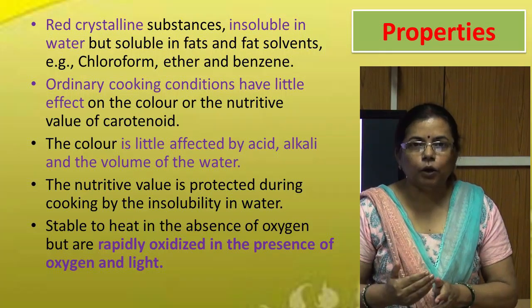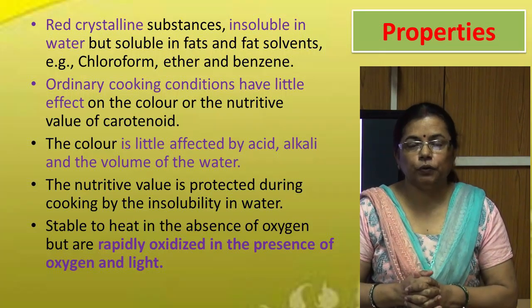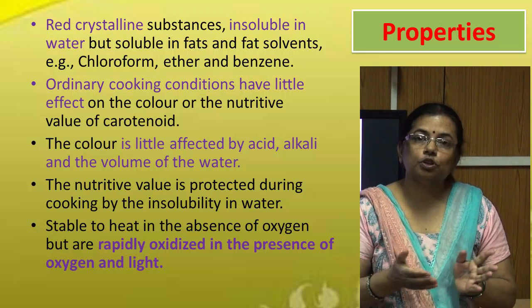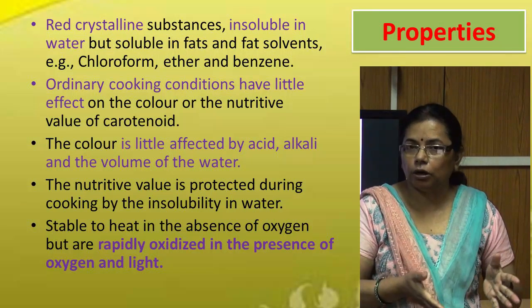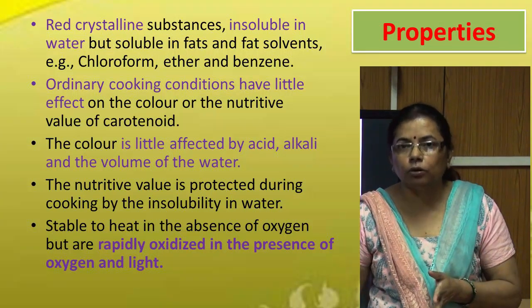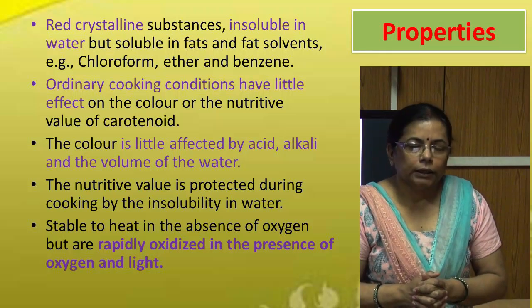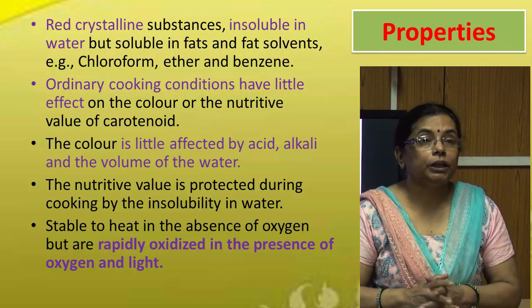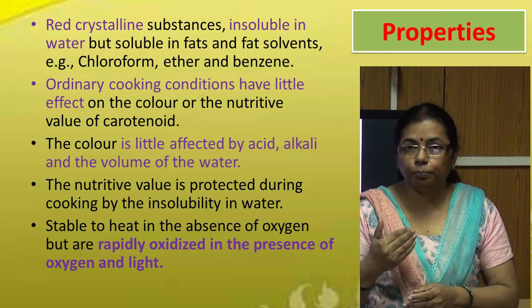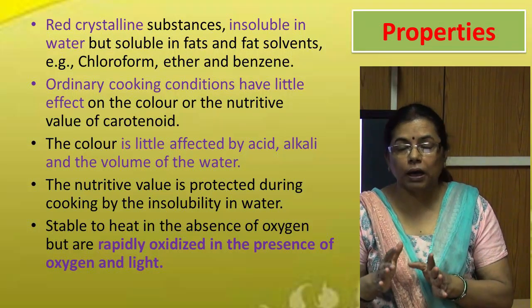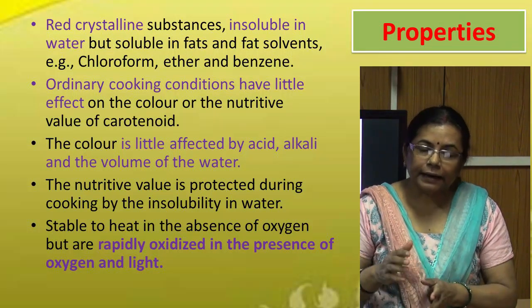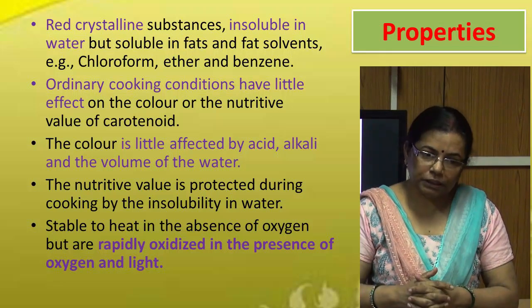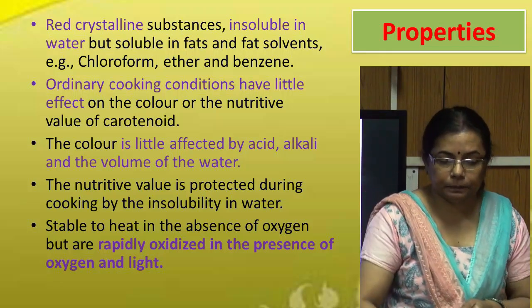The nutritive value of the carotenoids is protected during cooking by their insolubility in water, because they are insoluble in water, they are not lost through leaching. They are stable to heat in the absence of oxygen, but due to the presence of multiple unsaturated carbon to carbon double bonds, they are rapidly oxidized in the presence of oxygen and light.